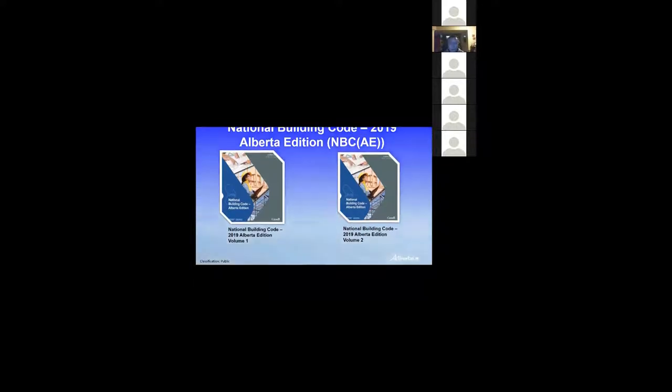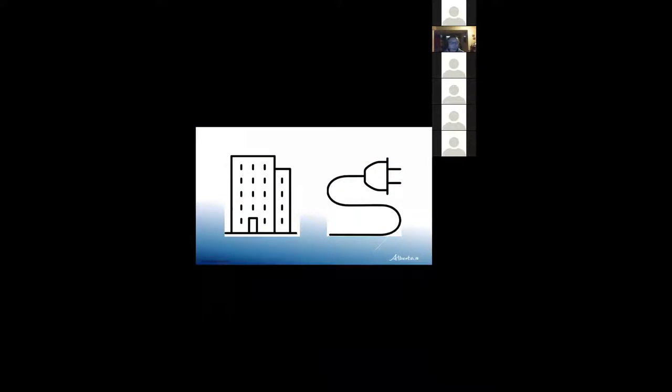So this 2-volume document is almost 1,500 pages. And then there are the other standards, regulations and codes referenced within the document as well. We also reference the National Energy Code for Buildings, the 2017 version, which is another document that we use in addition to the National Building Code, Alberta Edition. So as Larry said, a little bit of discussion between the building discipline as related to the electrical discipline.